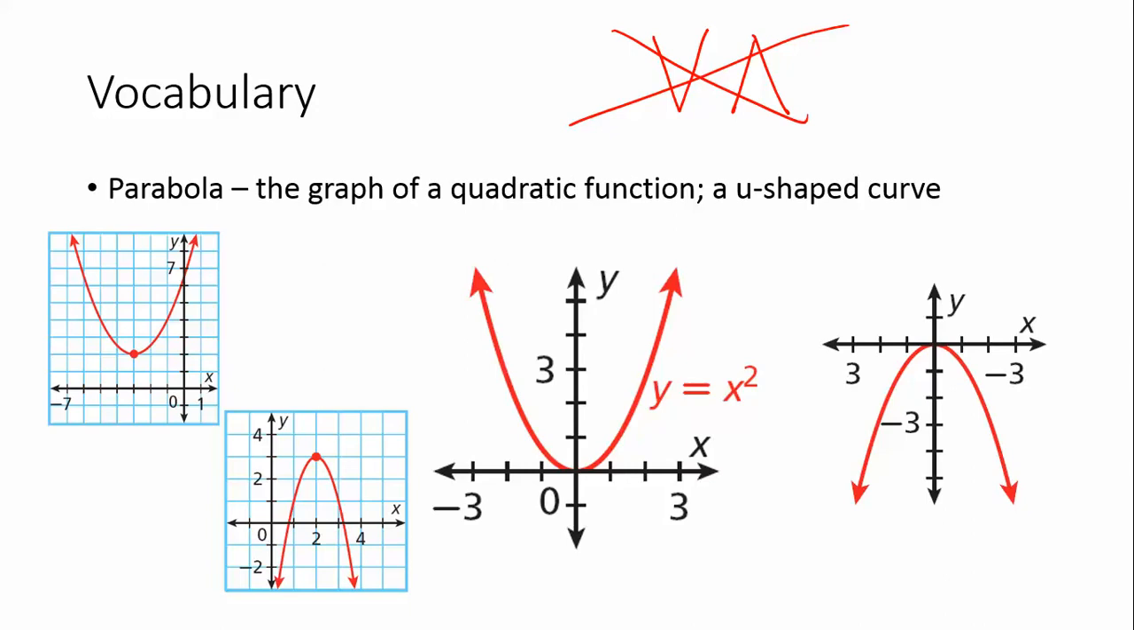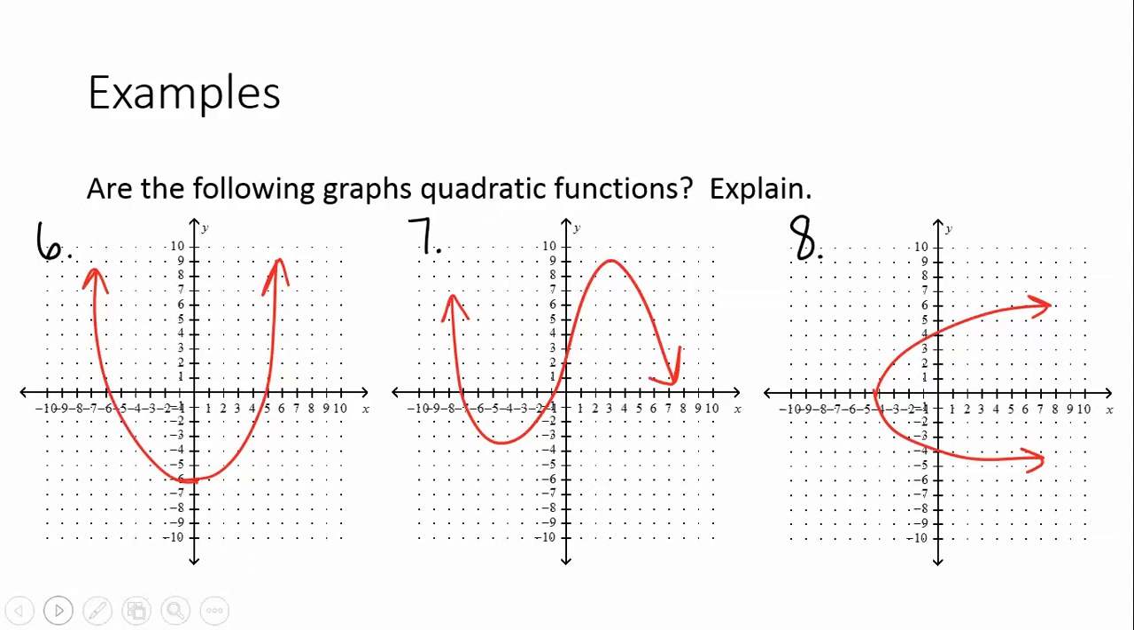So here are 4 examples of what a parabola looks like. If you're given a graph, we want to know if the following graphs are quadratic functions, and you need to be able to explain. So number 6 is yes, it's U-shaped. Number 7 would be no, it's not U-shaped.